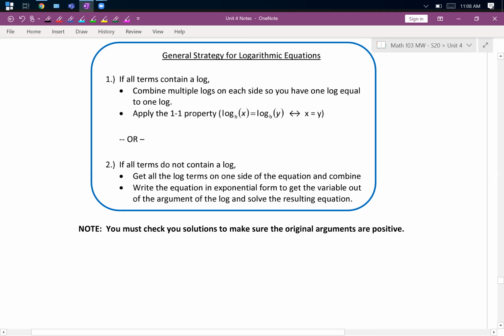Now we've talked that the domain for logarithmic functions is only from 0 to infinity. We know that the argument of a log has to be a positive number. So when you solve logarithmic equations, you have to do a quick check with your answer. You have to take your solution, plug it into the original equation, and make sure that the arguments are positive. You don't have to do a full check, just a quick check. Make sure that you don't get a negative or a 0 in the argument.